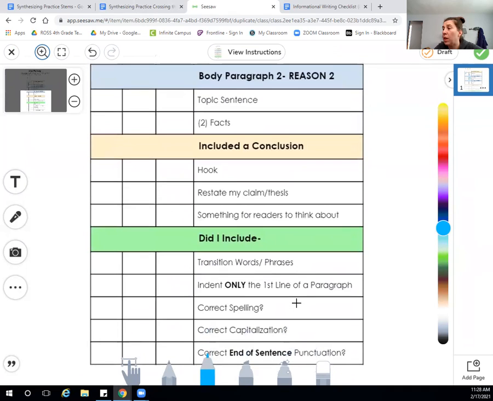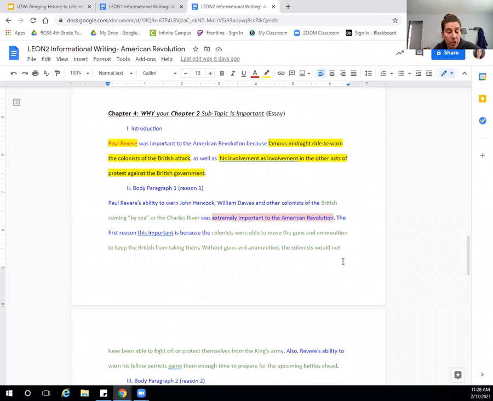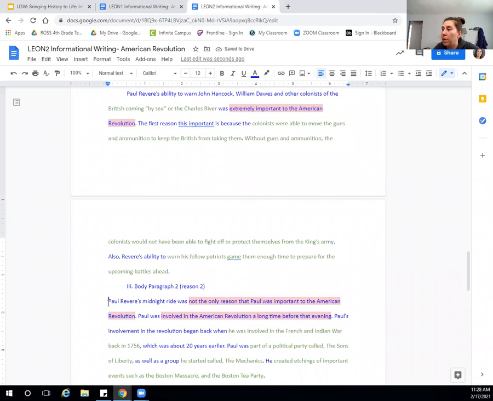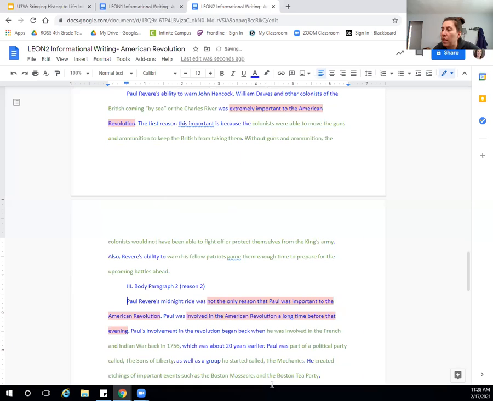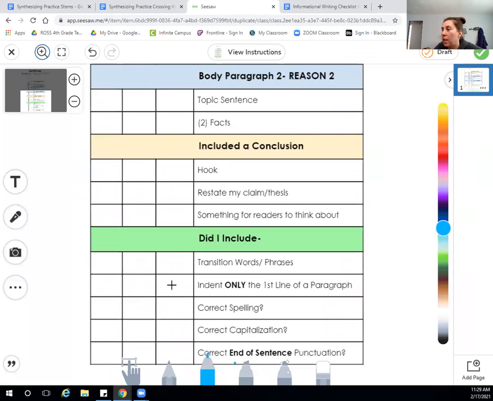But I will tell you that I'm noticing that I have a lot of errors in here with things like transition words and phrases, indentation. So let's go in here, and I did not indent, so I'm going to just push once, indentation. Again, another time, indentation. Here's my paragraph 2 for the body, indentation, and indentation. I have fixed that, so now I can check, yes, I only indented the first line.